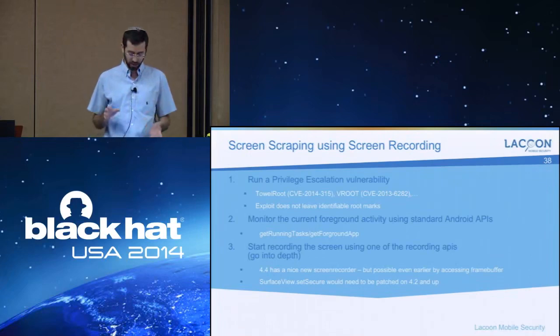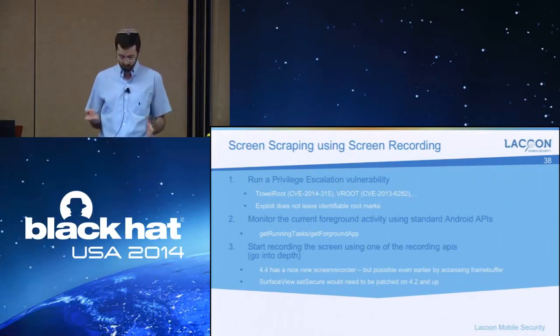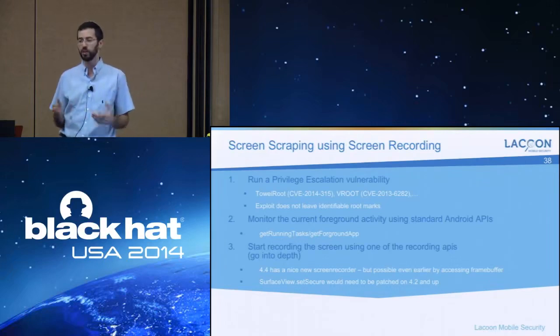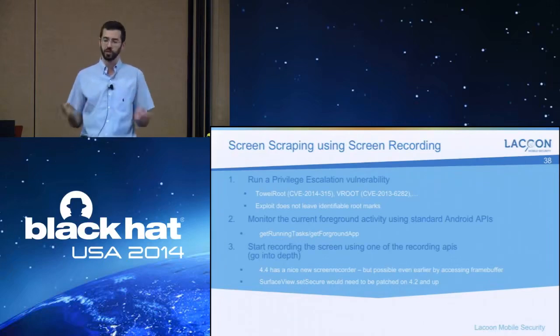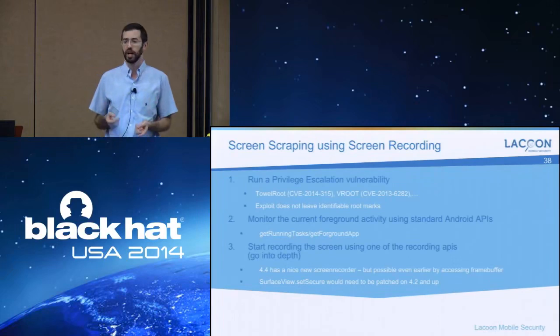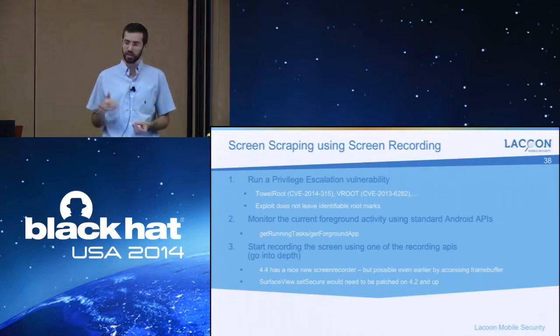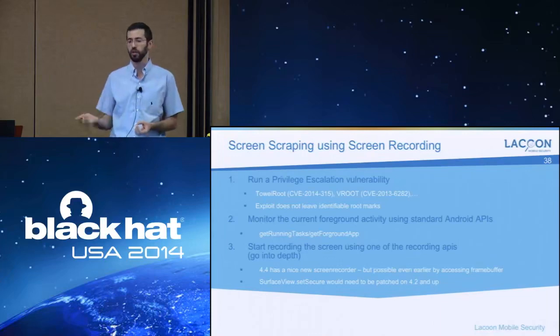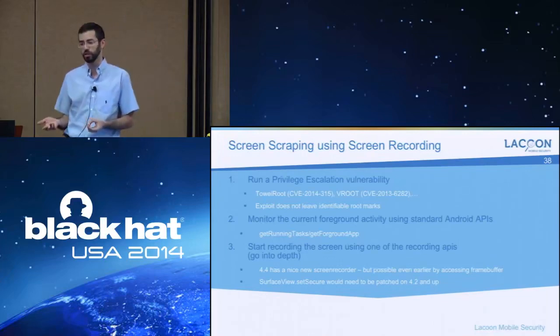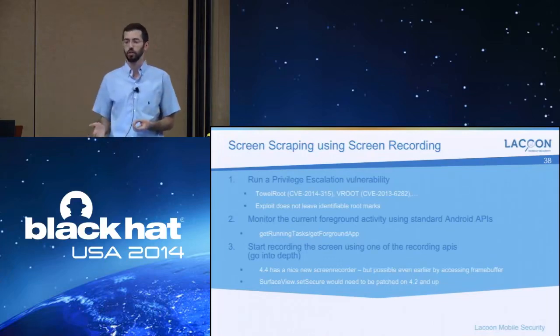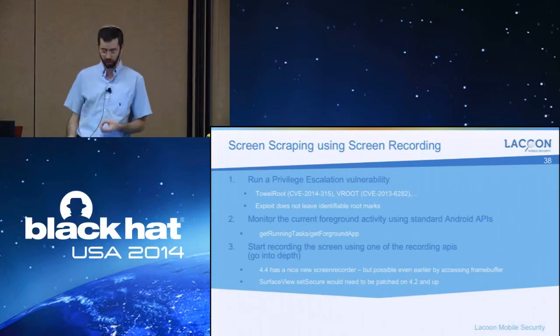Now, what is a shame is that they have this SurfaceView setSecure API, which was introduced in Android 4.2, which basically allows you to disable screen recording for specific surfaces on Android. And sadly, none of the VDI solutions used this API, and this would basically require an attacker to not only have shell privileges, but also actually get root privileges to bypass it or something of the sort.